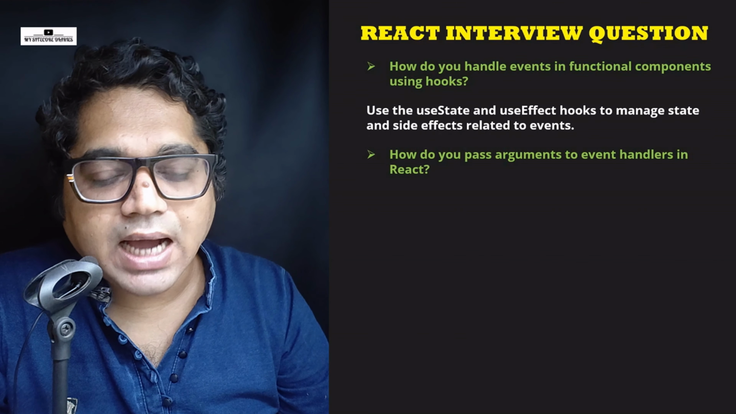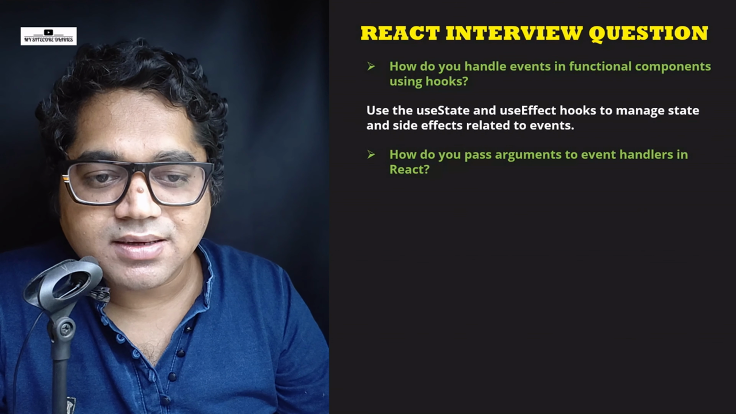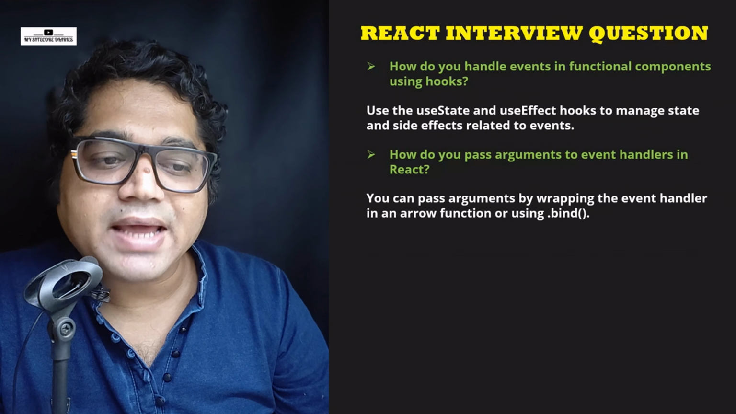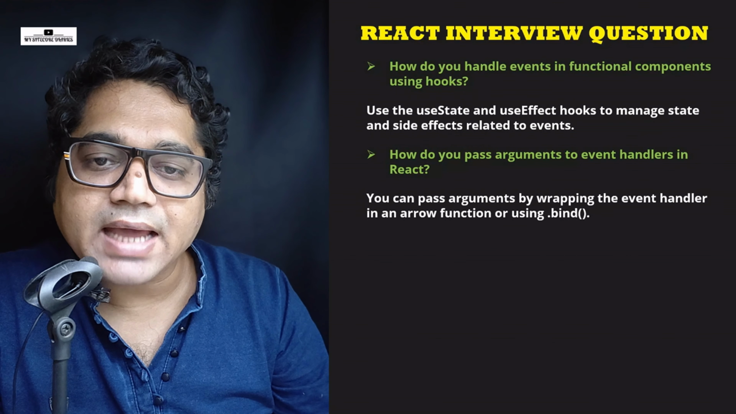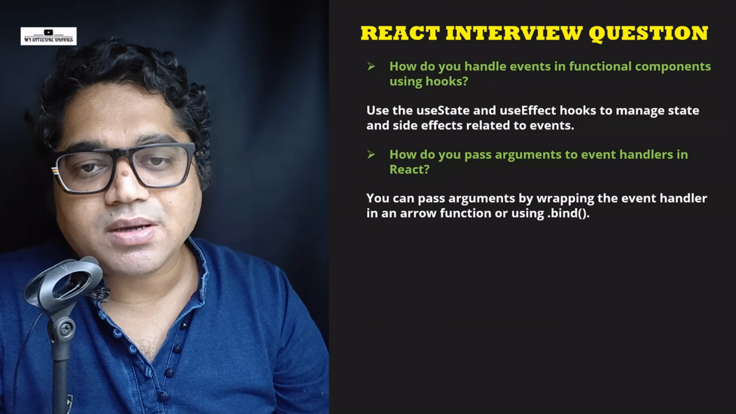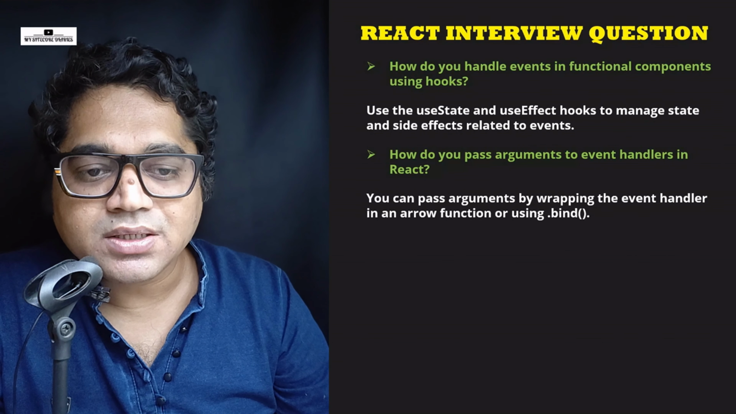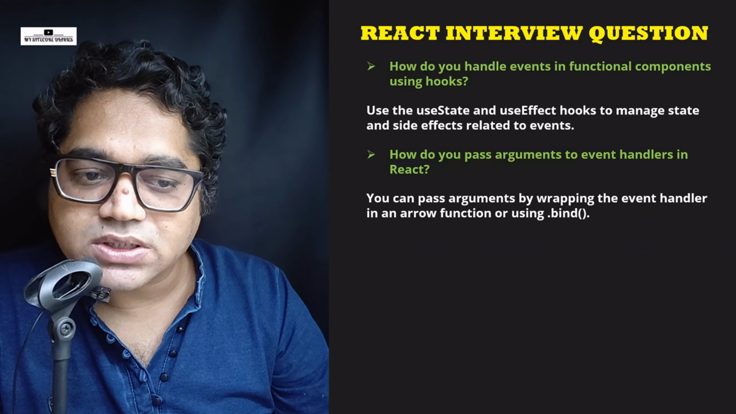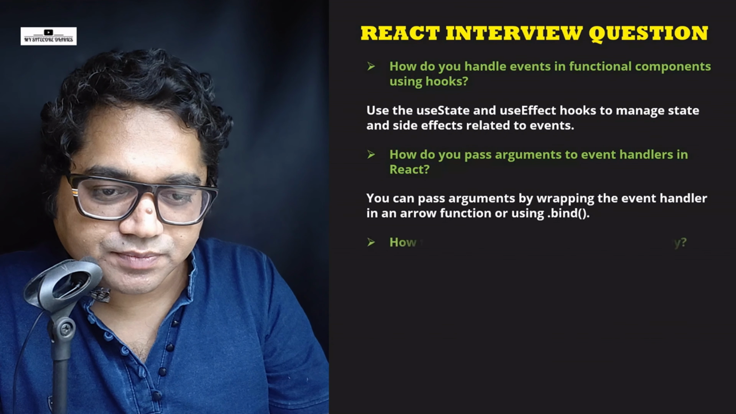How do you pass arguments to event handlers in React? You can pass arguments by wrapping the event handler in an arrow function or using the bind method. Okay, so you can pass the argument by wrapping the event handler in an arrow function or using bind.